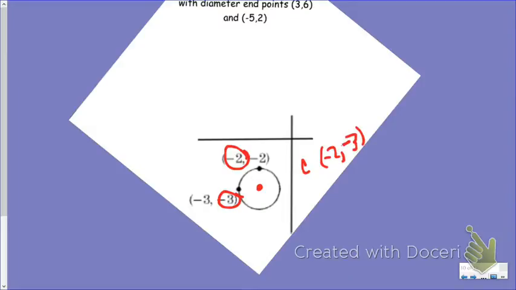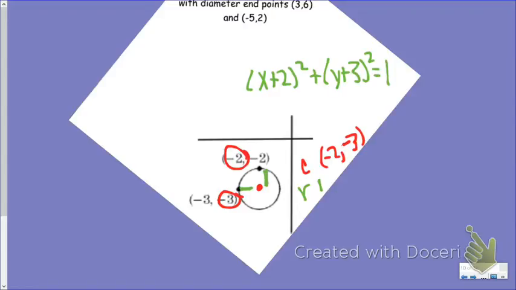My radius is going to be the distance from my center to any of those endpoints. So if I look at that distance, from -2 to -3, I'm moving a distance of 1 up. I'm moving a distance of 1 side to side. So my radius here is 1. So that would make my equation x plus 2, remember it's the opposite sign, plus y plus 3, and that's equal to 1 squared, which is 1.